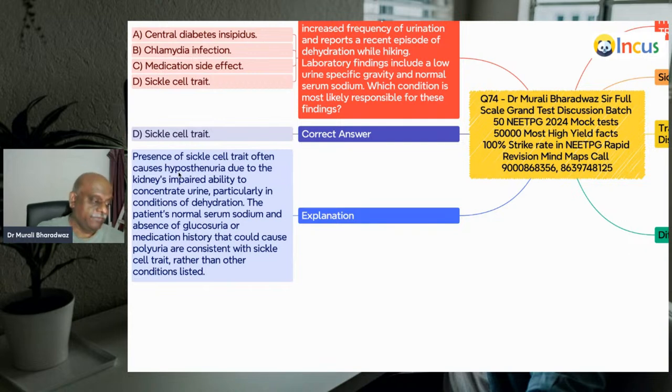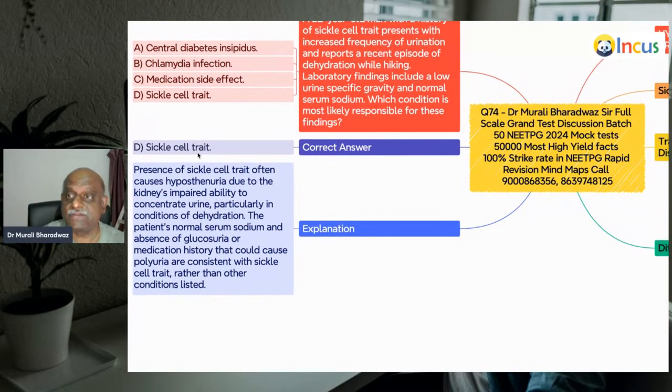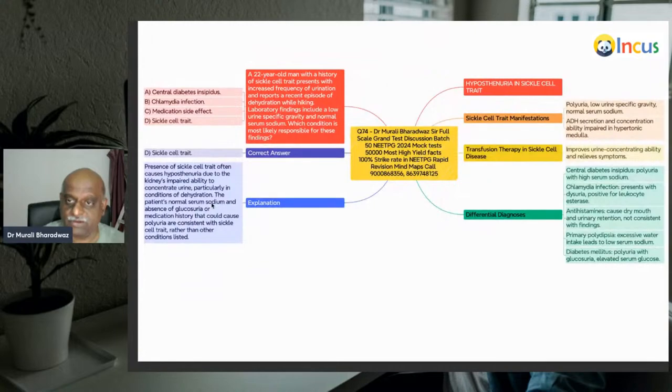Whenever we get dehydrated, we produce a concentrated urine. Inability to produce a concentrated urine when we are dehydrated is a sign of tubular dysfunction. Patient's normal serum sodium, no glucosuria. So that all suggests sickle cell trait is what you need to remember.